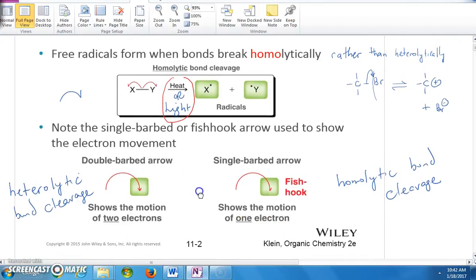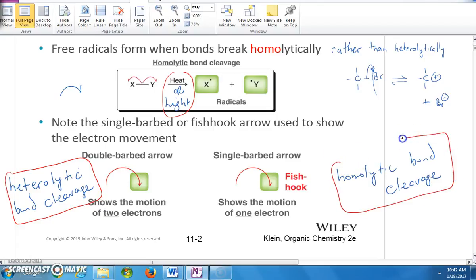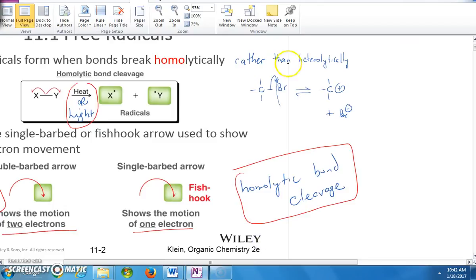A double barbed arrow, as you can see here, signifies a heterolytic cleavage, while a single barbed arrow or a fish hook signifies a homolytic cleavage. And don't forget that the double barbed arrow shows the movement of two electrons, while the single barbed arrow or the fish hook indicates the motion of one electron. As you can see here, this is a heterolytic cleavage.